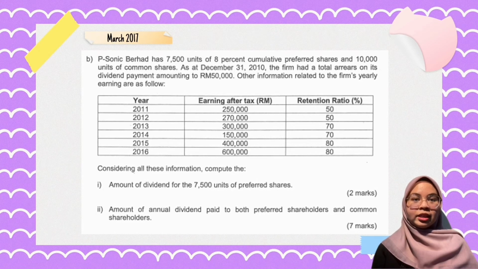Considering all this information, compute the amount of dividend for the 7,500 units of preferred shares and the amount of annual dividend paid to both preferred shareholders and common shareholders. Let's do question 1 first. The first thing to do is to extract all the information in the paragraph.